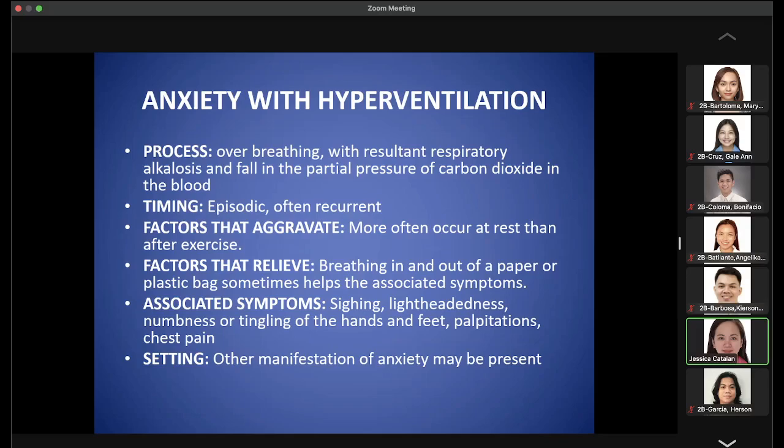And usually, there is a fall in the partial pressure of carbon dioxide, so decreased carbon dioxide levels in the blood. It is often episodic, depending on the manifestation ng anxiety ng person na yon. Usually, it is aggravated at rest. Okay? Pag naiisip niya yon, 'di ba? During anxious moments, but it is often relieved. Usually, you instruct your patient to breathe in and out of a brown paper or a plastic bag para ma-cope up yung breathing.